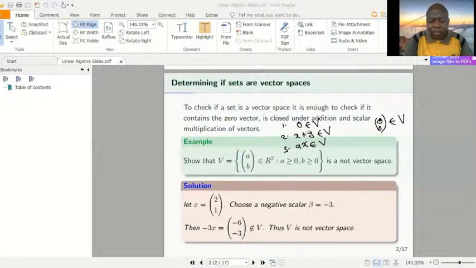Let's look at the second property here. I want to pick two elements. Let me say two vectors. Let me say U from V, and I want to pick (1, 2).